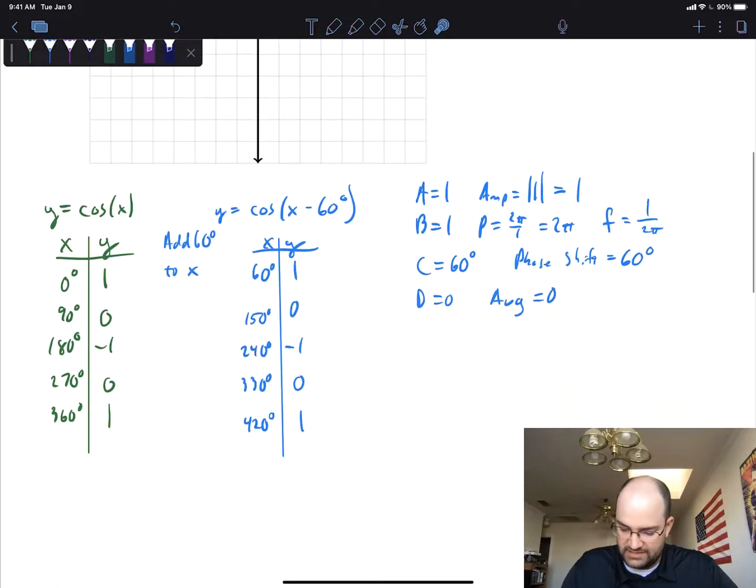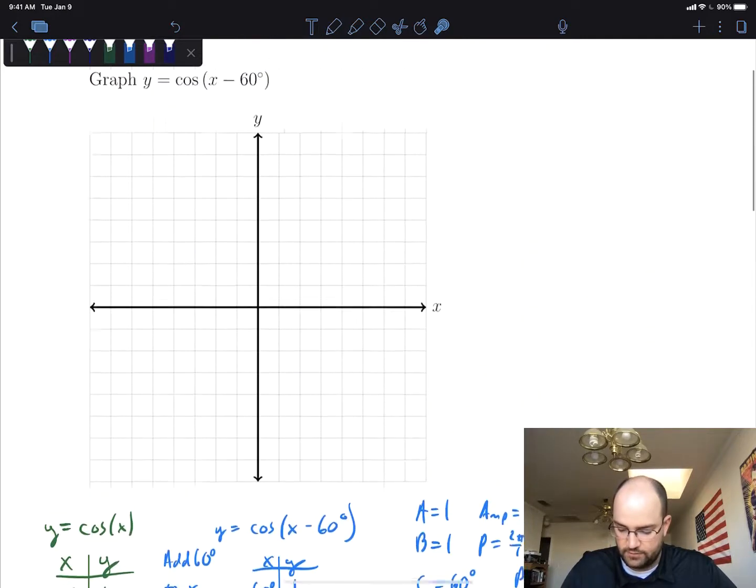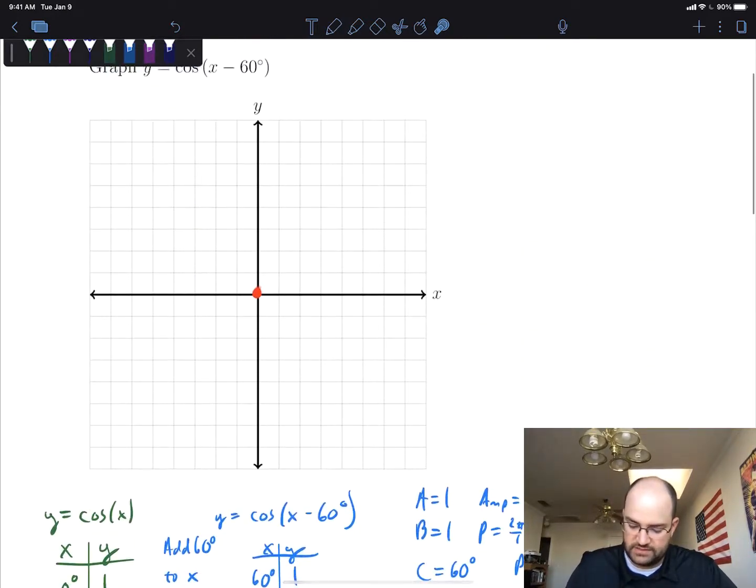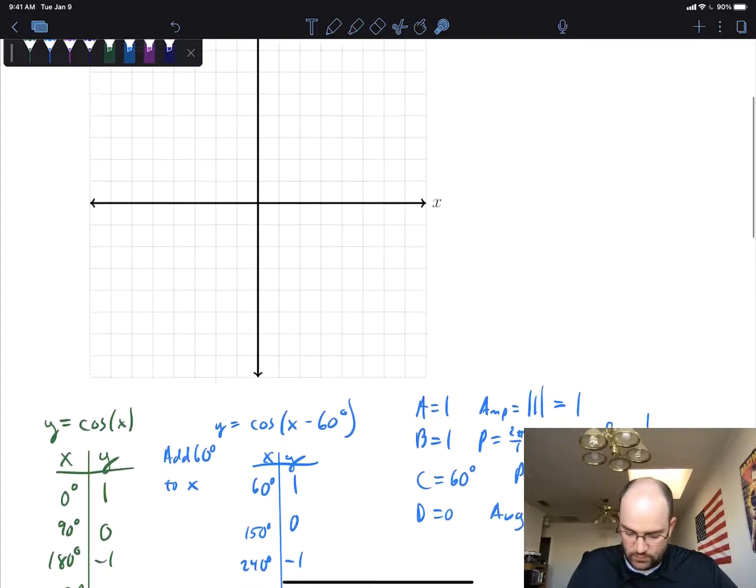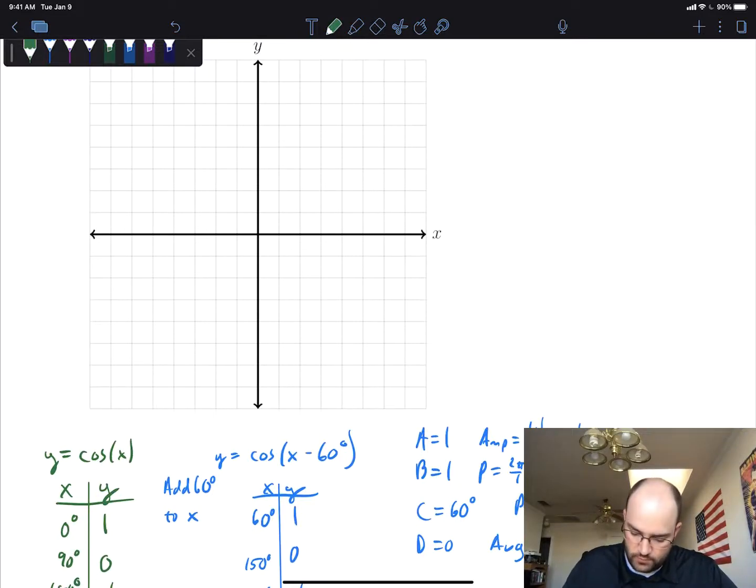Good. Now going up here, let's go ahead and plot these. We can start out at the 60 degrees and then go to 150, 240, 330, and so on and so forth. Now, if I start out with 0, I could go 90, 180, 270, 360. That doesn't really help us all that much, so we're going to have to do this a little bit differently. Instead, I'm going to say we're missing part of the graph here.